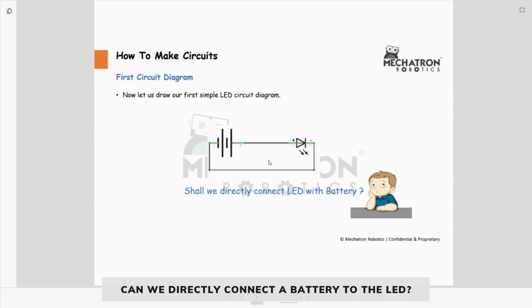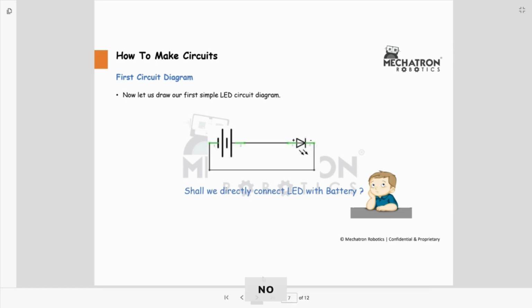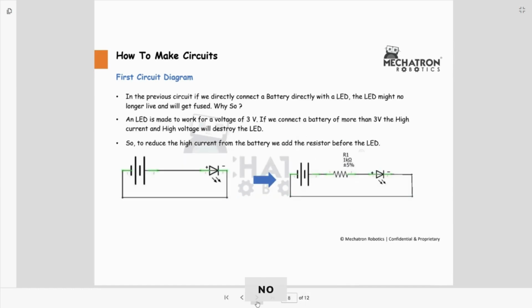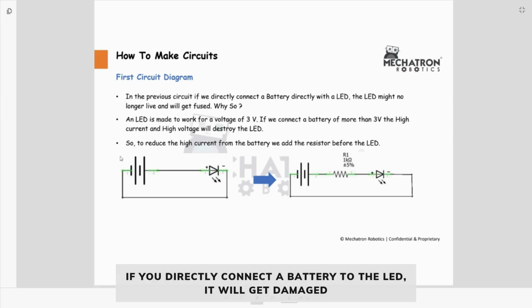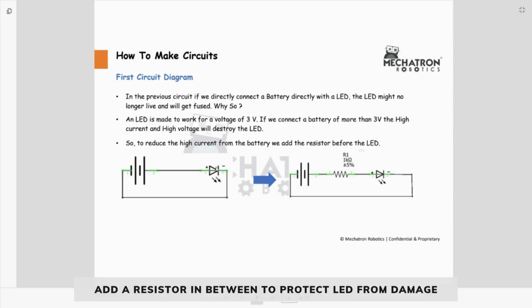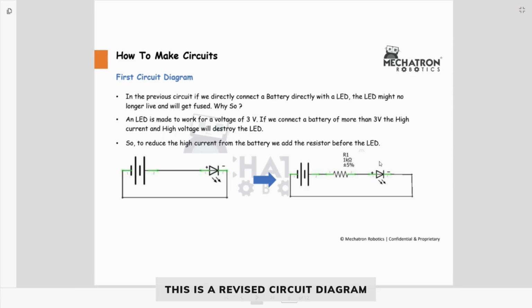But can we directly connect an LED to a battery? The answer is no. Why? Because an LED is a low power device. It can handle a voltage of at most 2 to 3 volts. If you directly connect a battery to the LED, then your LED will get damaged. It will burst. In order to protect the LED, we need to add a resistor in between so that it can limit the current and we can protect the LED from damage. So now this is a revised circuit diagram.